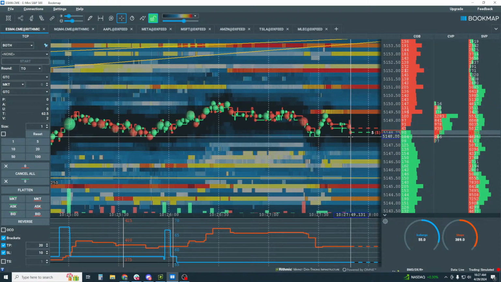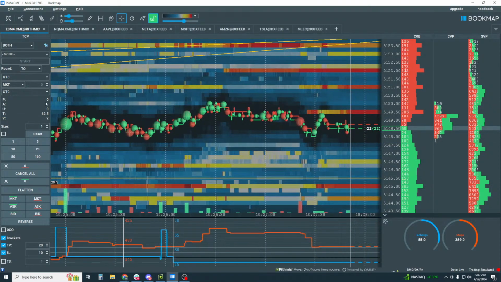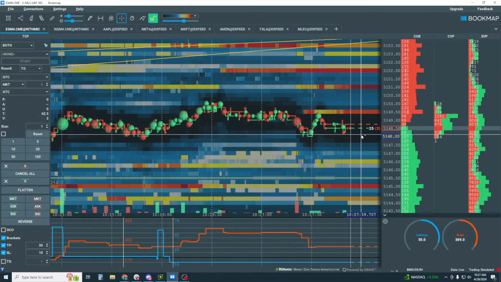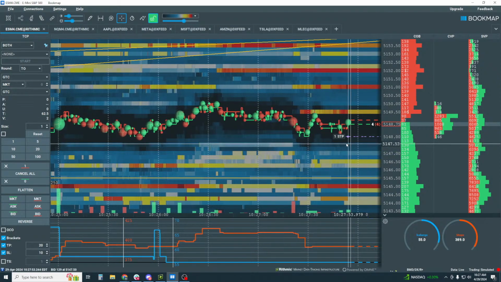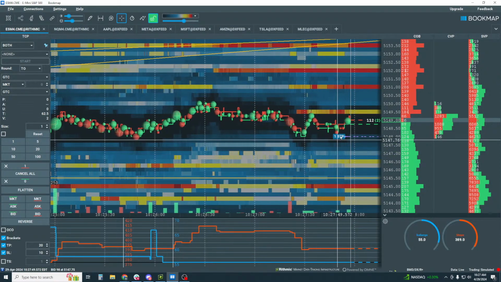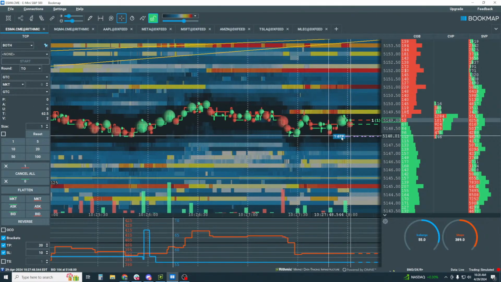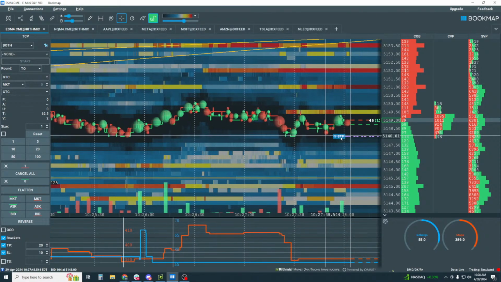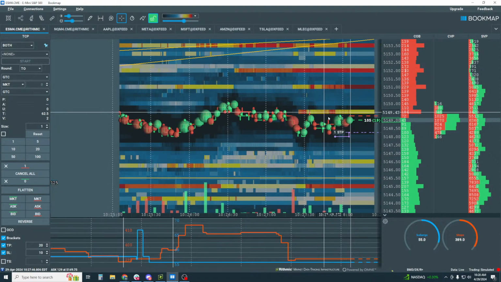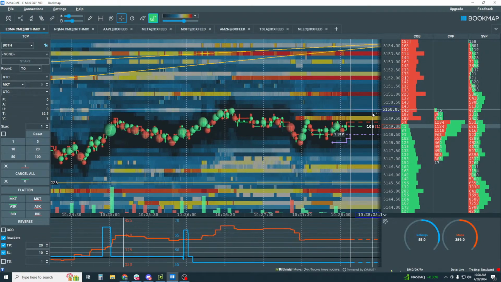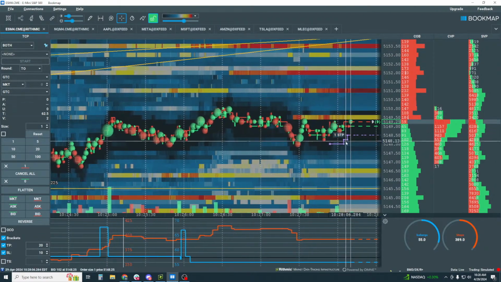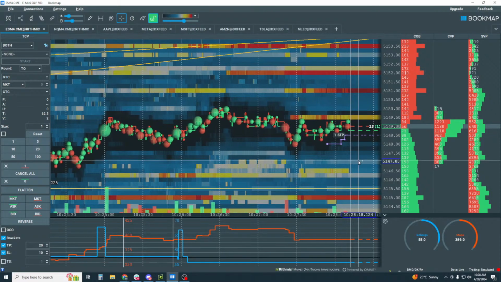All right, so let's see if we can set a sell stop in here in Bookmap. To do that, you just hold down the shift key and then you right click in here. Now I'm going to move it up a little bit too, because I wanted to trade into and through this level here.